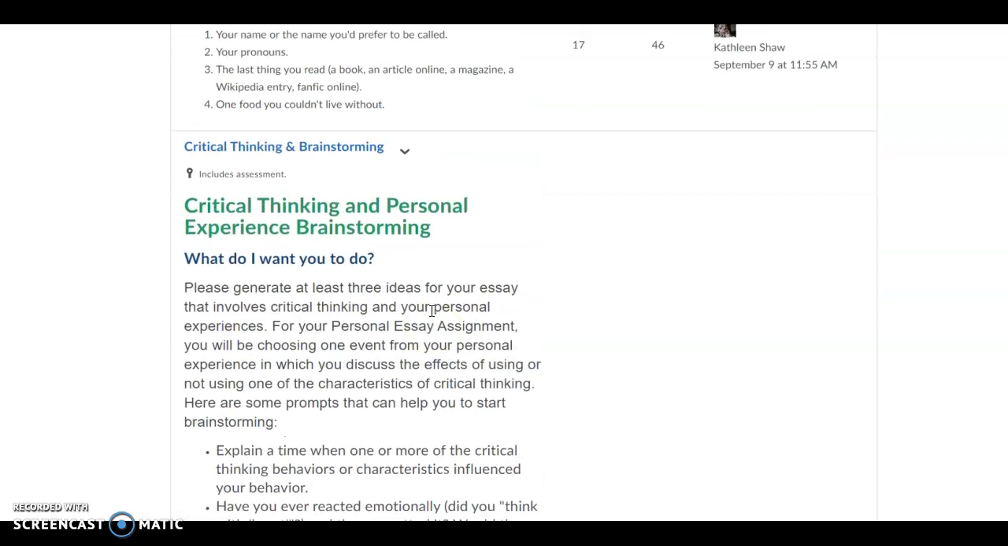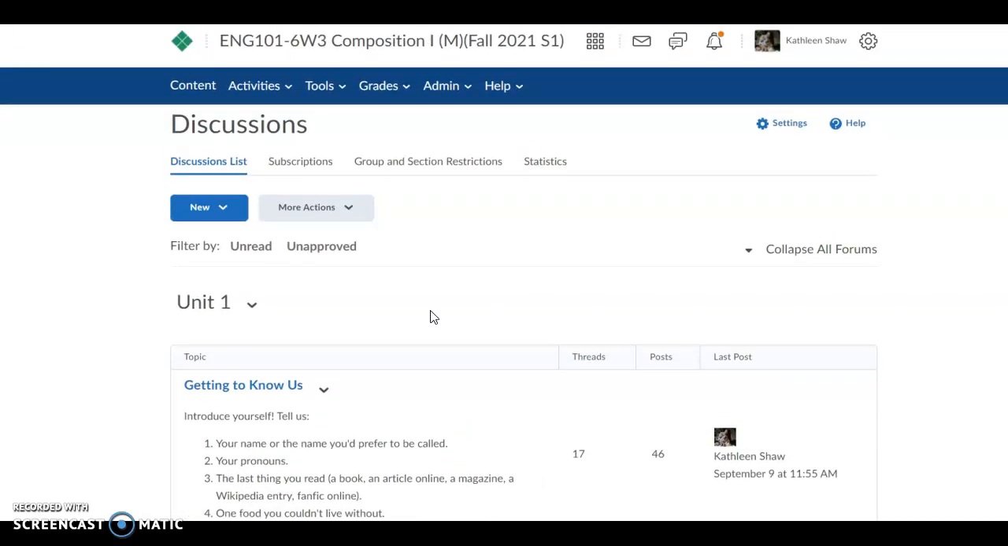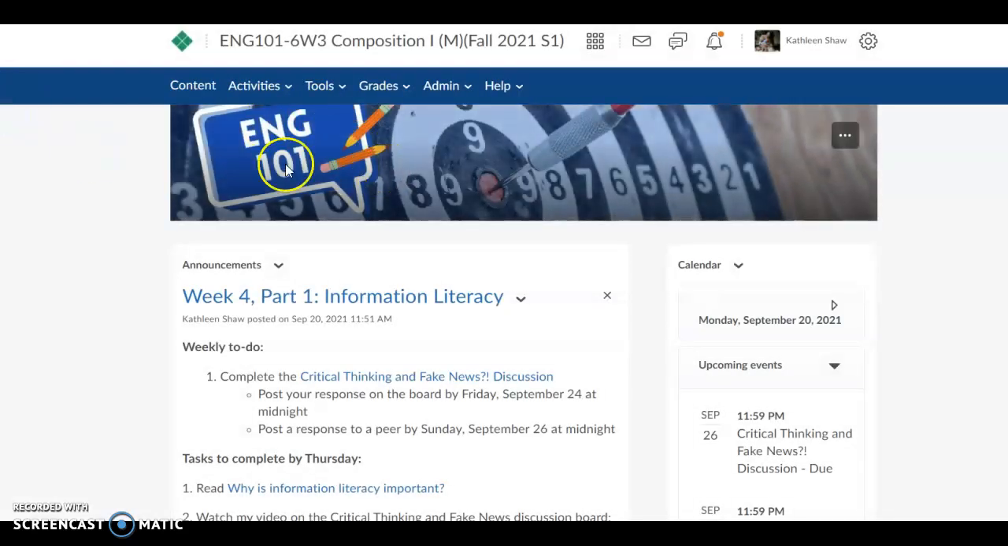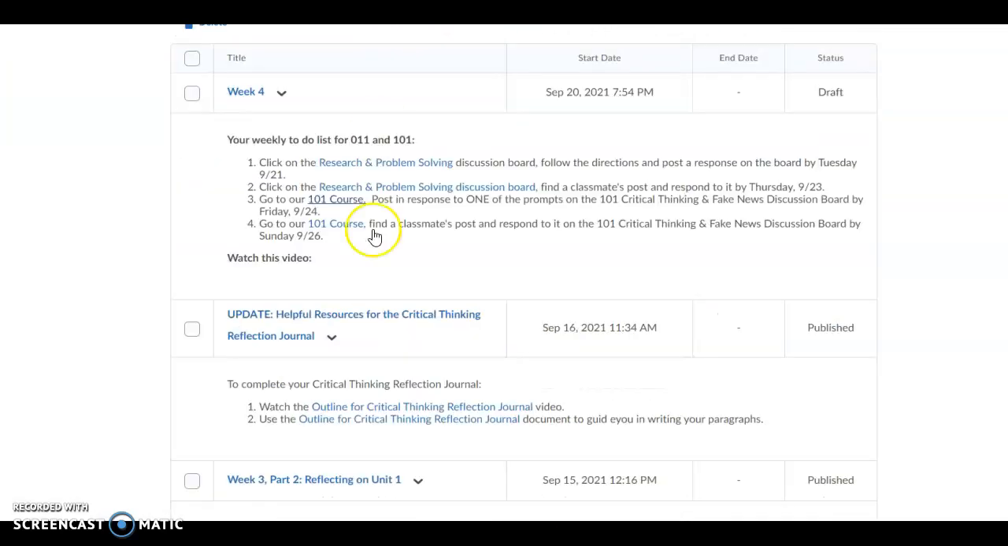You have a couple different responses. I've broken them up through the week, but you really only need to post on discussion boards 4 times. So my suggestion and my recommendation is to do this one first. Do this one first. Get the 11 done. Then the 101. And that's all you have to do.